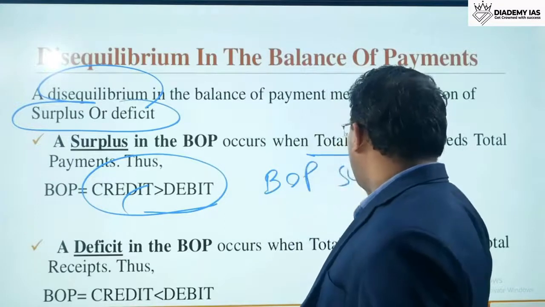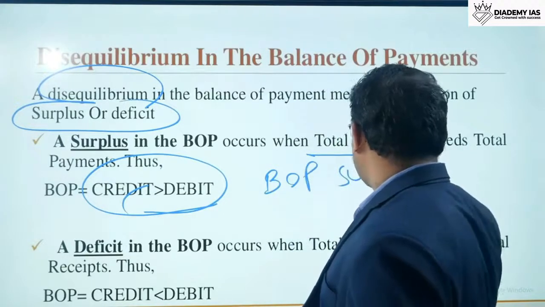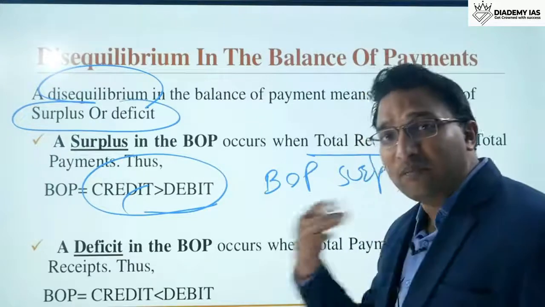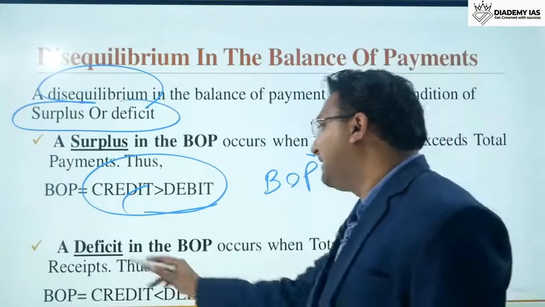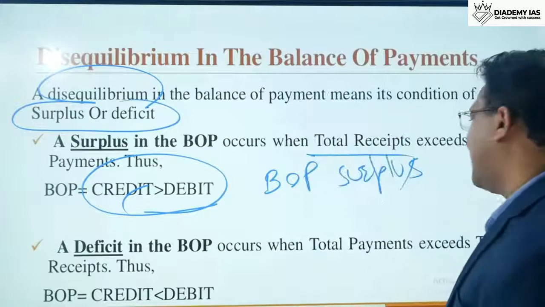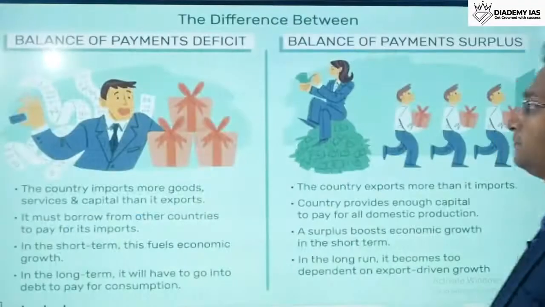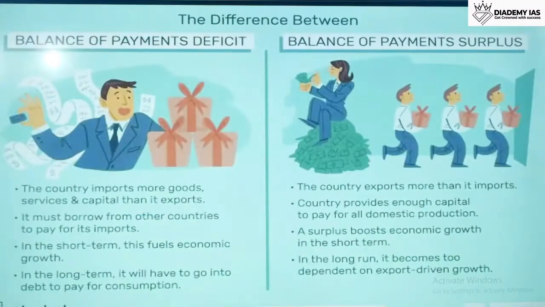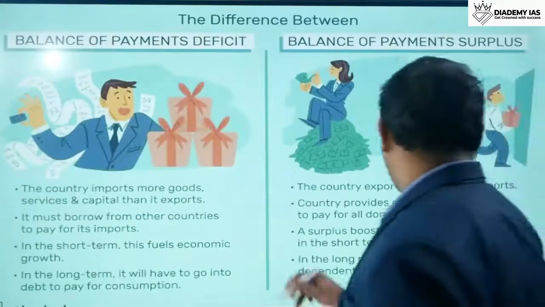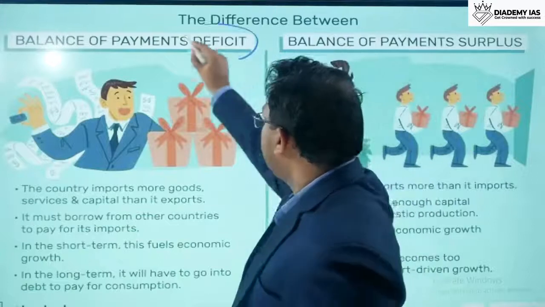So friends, I am repeating the same thing from different perspectives so that in examination you find any type of question and you can solve that. A deficit in the BOP occurs when total payment exceeds the total receipt. So this is basically BOP deficit. Now, the difference between the BOP deficit and the BOP surplus.